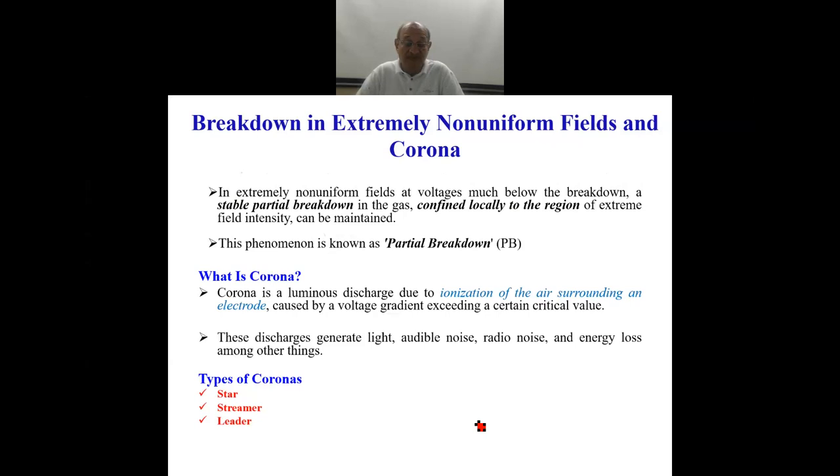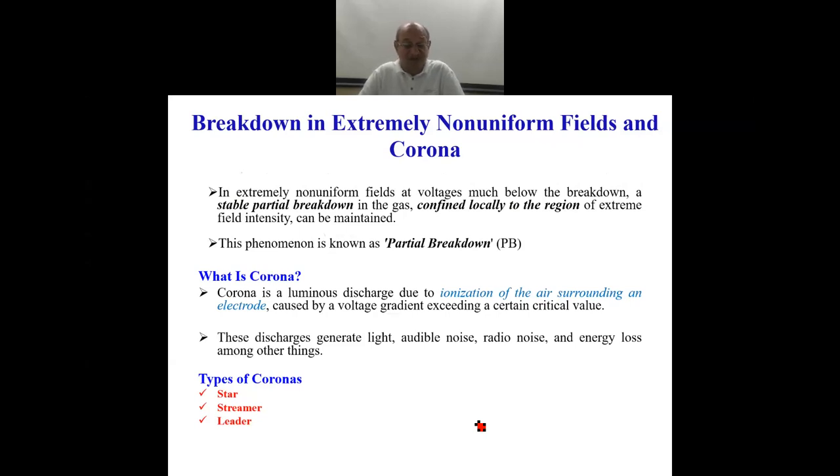Corona is a luminous discharge due to ionization of the air surrounding an electrode, caused by a voltage gradient exceeding a certain critical value. It is not just ionization, it is also the local breakdown in the dielectric at the surrounding of an electrode, because the breakdown, or the high electric field intensity, exists only in the dielectric at the tip of the electrode.